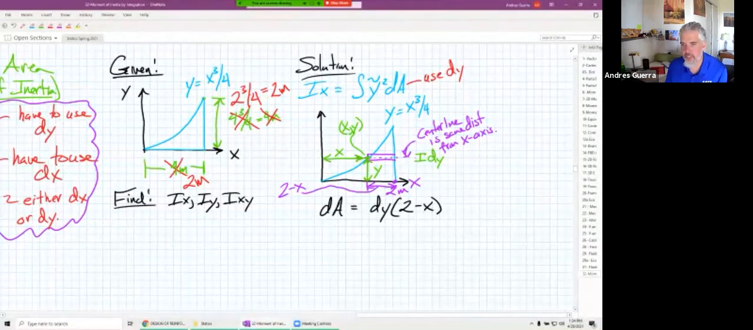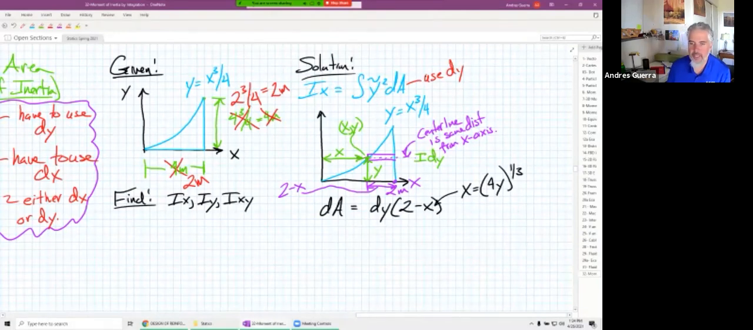And so drawing this picture is super helpful, right? So dA is dy times 2 minus x. Now we do need to substitute out the x there. If we solve for this, we know that x is going to be equal to 4y to the 1/3. Since we're doing a dy differential element, we do need to substitute out that x.